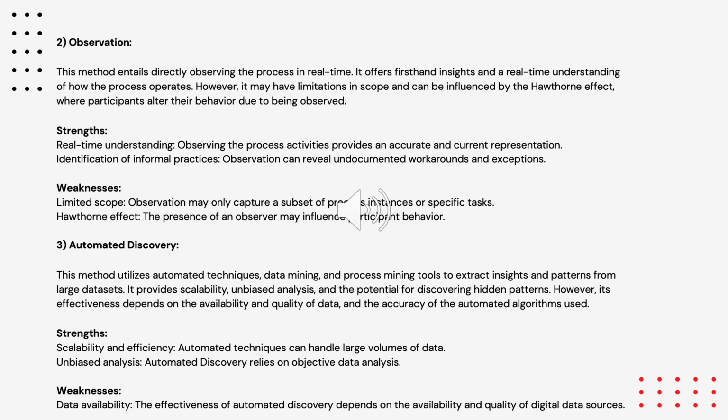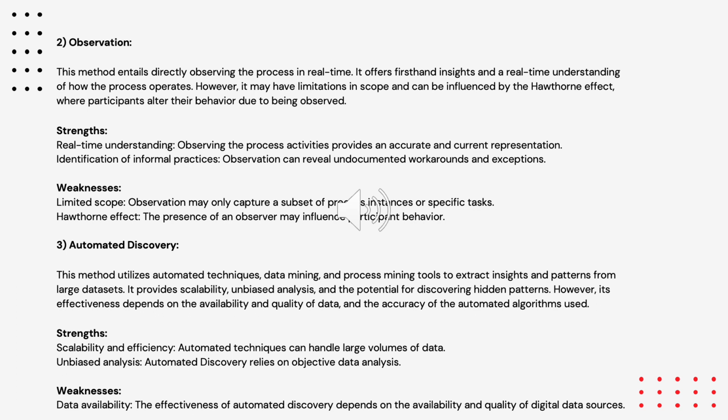an accurate and correct representation. And the identification of informal practices. Observation can reveal undocumented workarounds and exceptions. And the weaknesses of the method are the limited scope and the Hawthorne effect. The limited scope means that the observation may only capture a subset of process instances or specific tasks. The Hawthorne effect is that the presence of an observer may influence participant behavior.